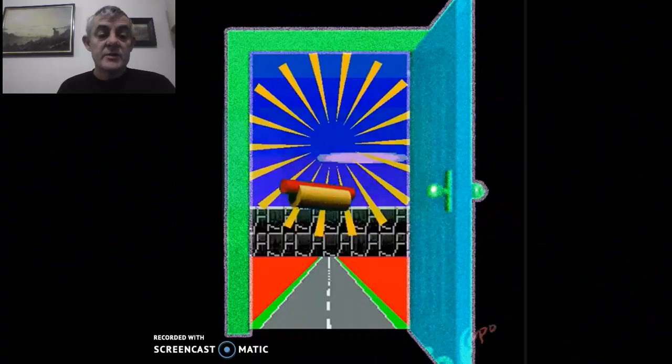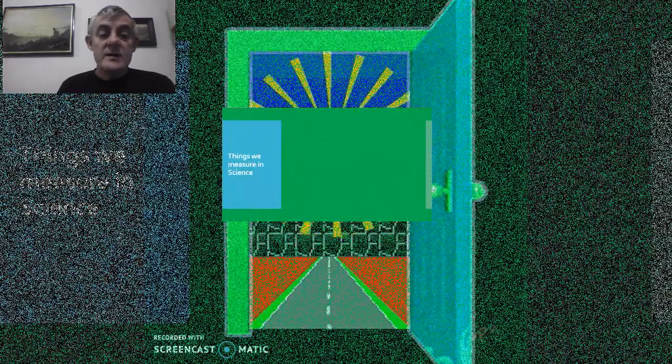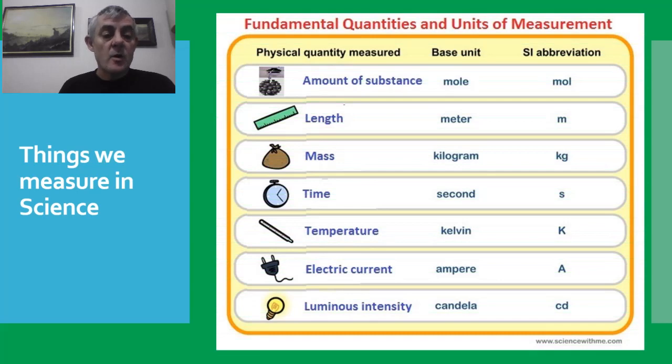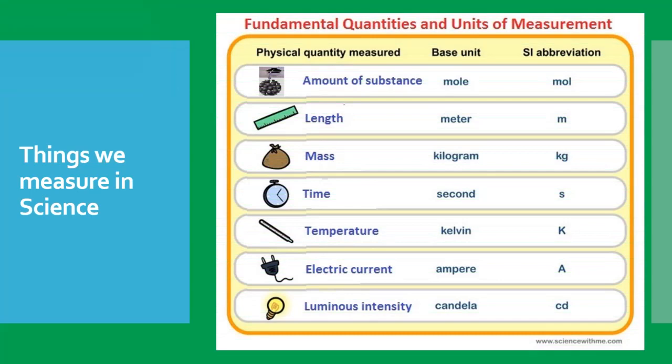So in my investigation of the mole, I first decided to look at what are the 7 fundamental quantities that can be measured. The 7 fundamental quantities that we measure and their units are listed there. As you can see, amount of substance is one of them, and its unit is the mole. That is its base unit.